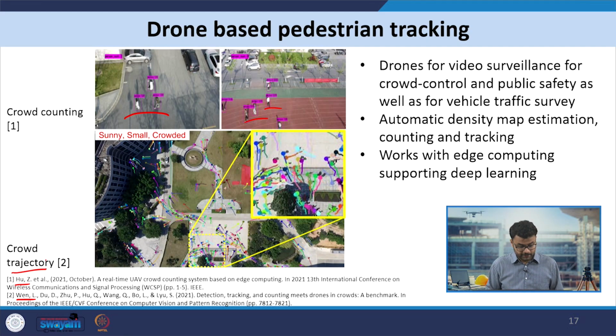And not only crowd counting, based on the video surveillance data from the drone, crowd trajectory can also be estimated. So basically, we can map which person is going where, which is very useful in identifying the behavior of pedestrians. So this helps in designing better footpaths, or in case a certain footpath needs to be widened or a road also needs to be widened. So all these things can be done using drone based pedestrian tracking.